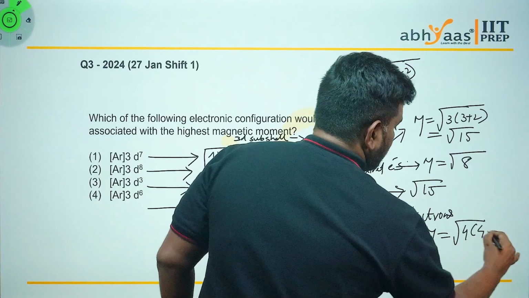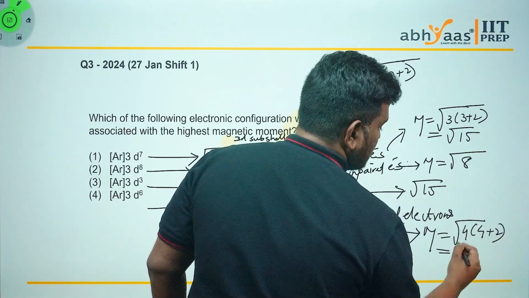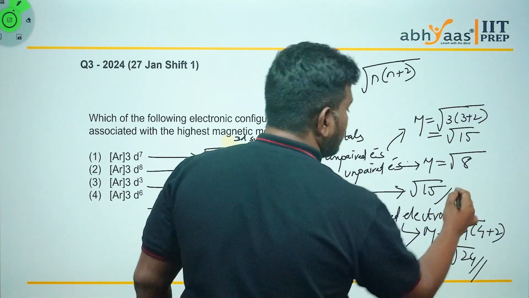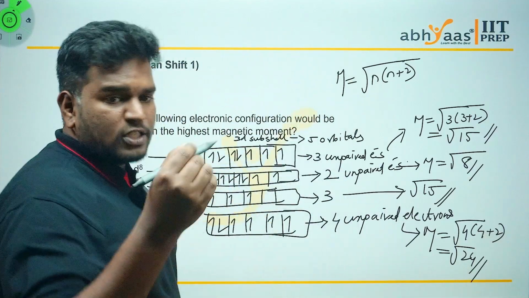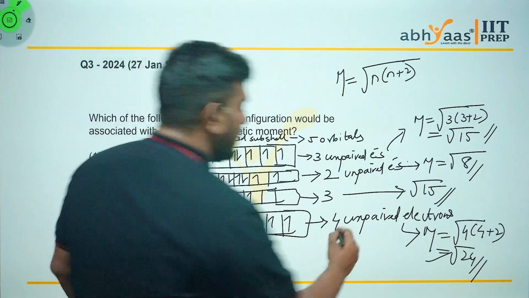4 into 4 plus 2. That means 4 into 4 plus 2, 6. 4 into 6, root 24. You know that when you take the root value, the one with the maximum number will have the maximum value: root 24. That means 4 unpaired electrons.